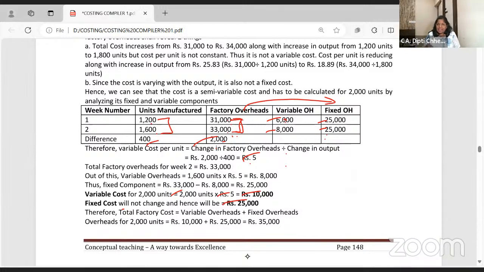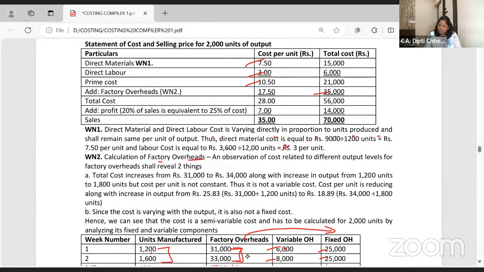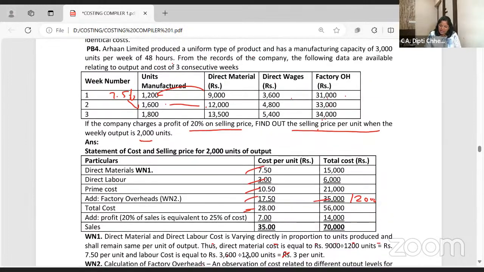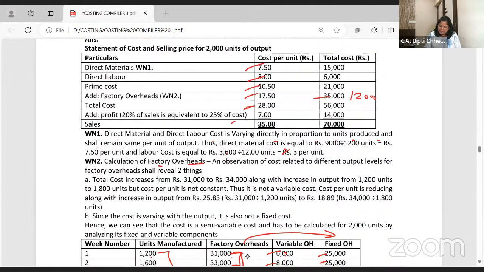I hope you are getting it. For 2,000 units, what is the factory overhead? Variable is 5 per unit and fixed is 25, so 35 for 2,000 units. So per unit also you got it. You got the total cost. And profit is 20% on the selling price. If this is 100, this is 20, this is 80. So 28 is 80. What is 100? 28 into 100 divided by 80. You get 35 and you can complete the problem.